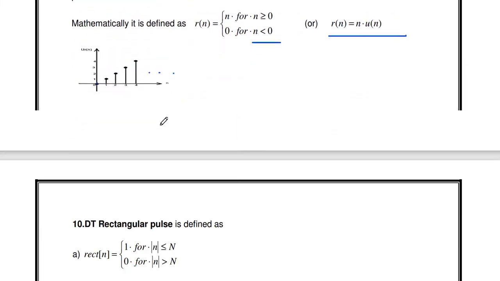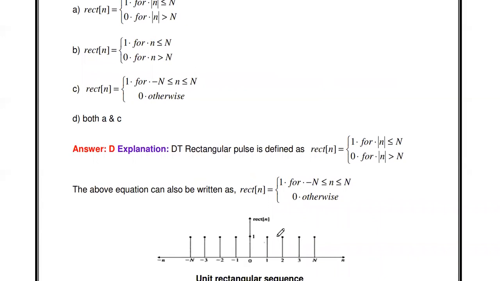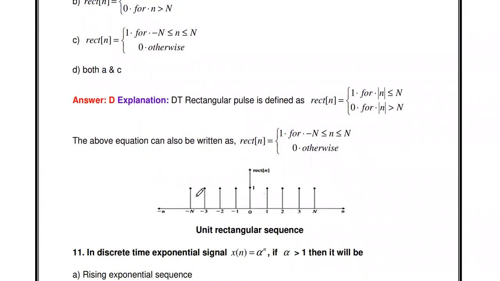Okay. Then the next one, the discrete time rectangular pulse is defined as dash. So one more very important standard signal is the rectangular pulse. The name implies the shape of the pulse. If you connect all the amplitudes, you see the shape is rectangular. That's why this sequence is called a rectangular pulse.